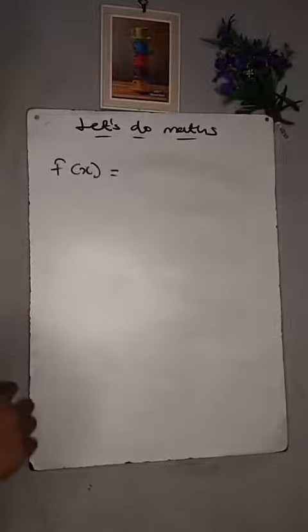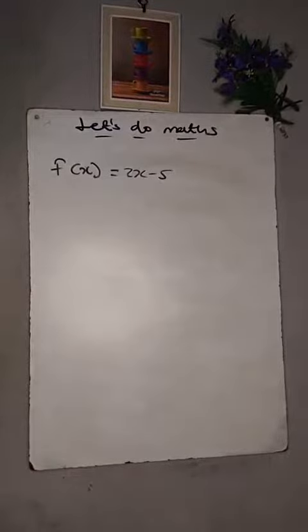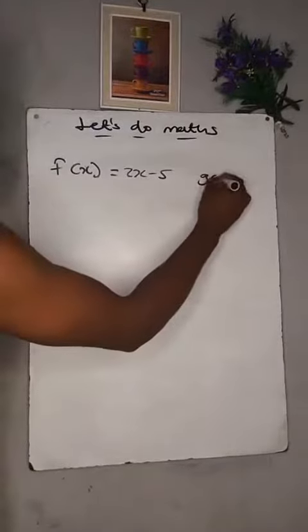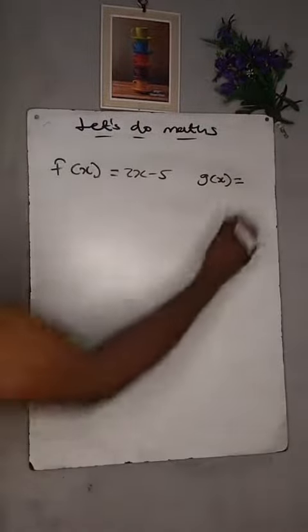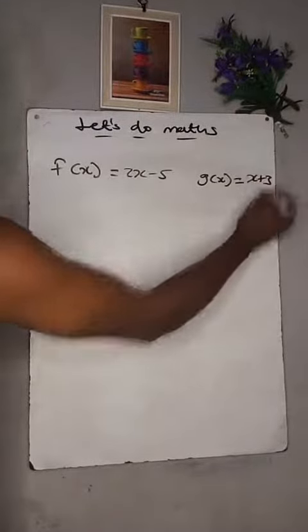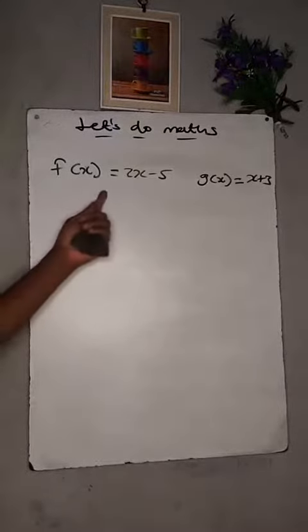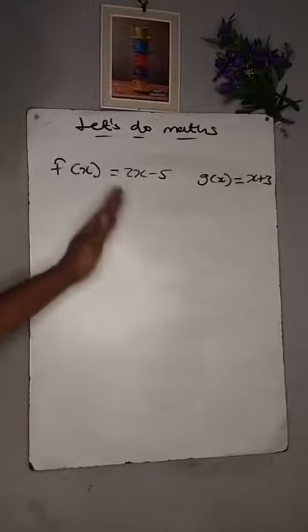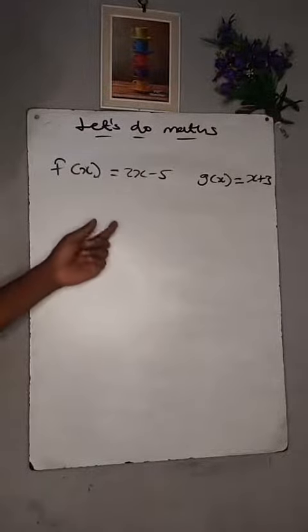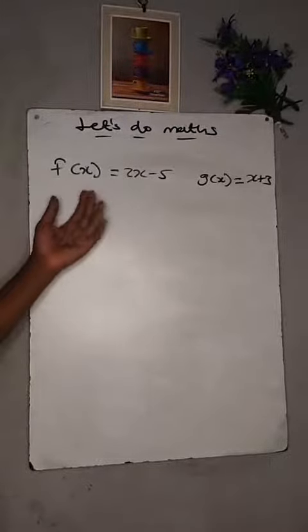We have that the function f of x is equal to 2x minus 5. And then we have g of x, g of x is equal to x plus 3. So we have two functions, f of x and g of x. When we talk about functions, like the way we did with the previous one, it was y is equal to. So with functions, f of x can also stand for y.